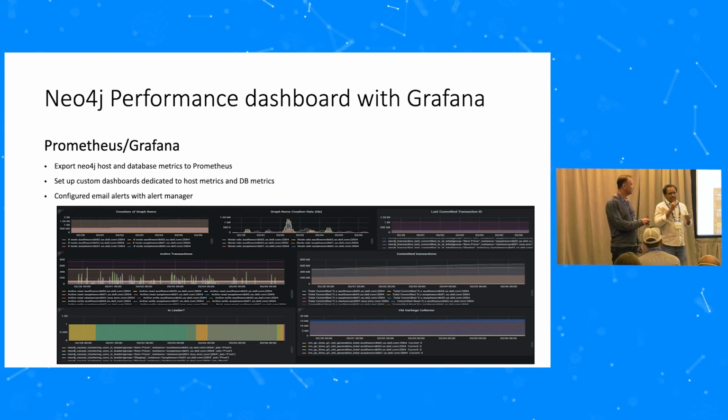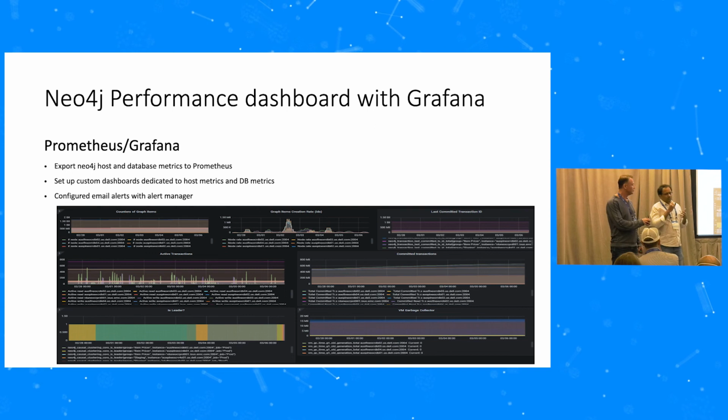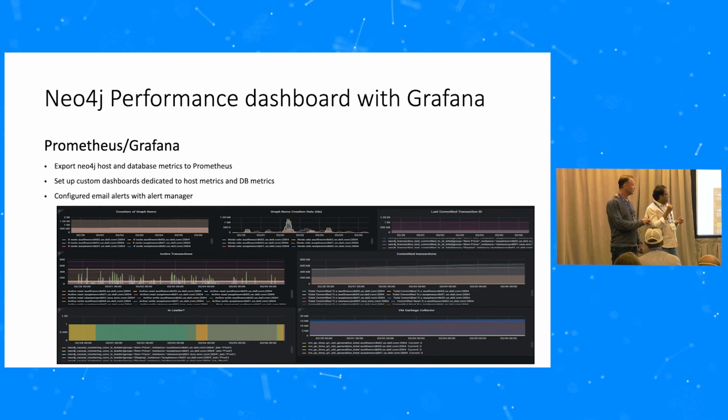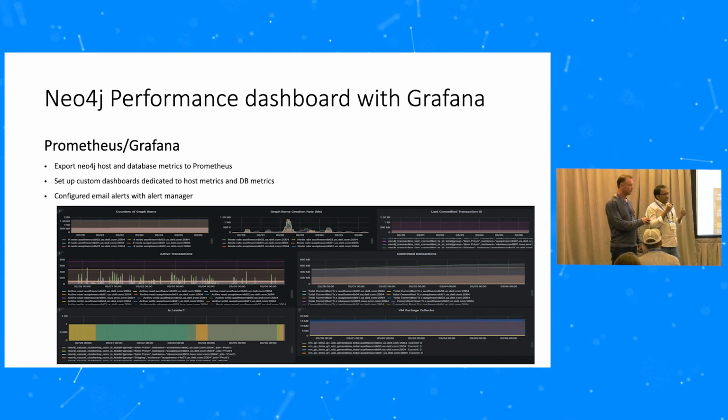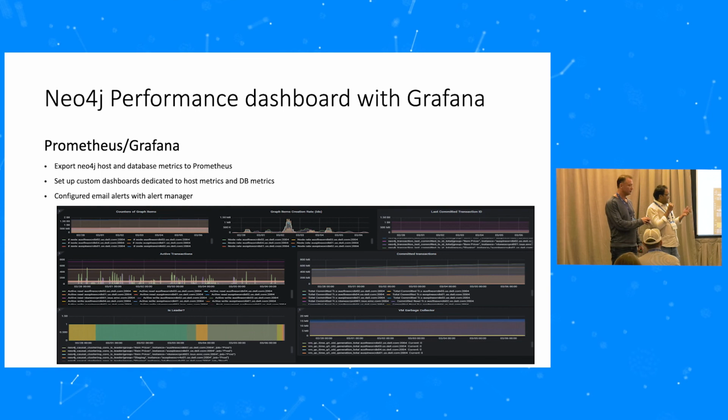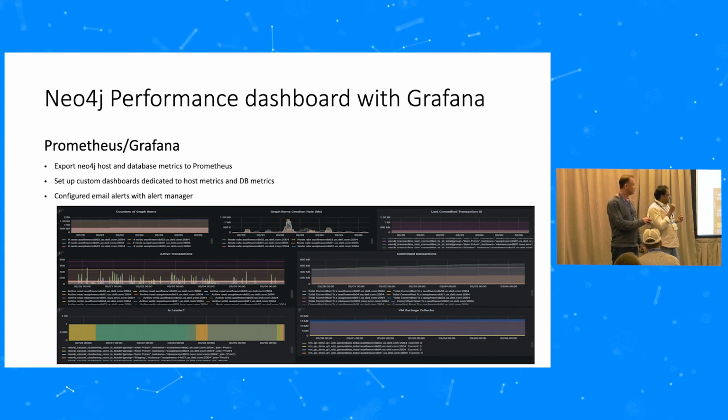The operating system one collects all the CPU, memory, disk, network, and all that stuff. When it comes to DB metrics, it collects 40 different metrics related to Neo4j, anywhere from connections, transactions per second, or database size, all that stuff.